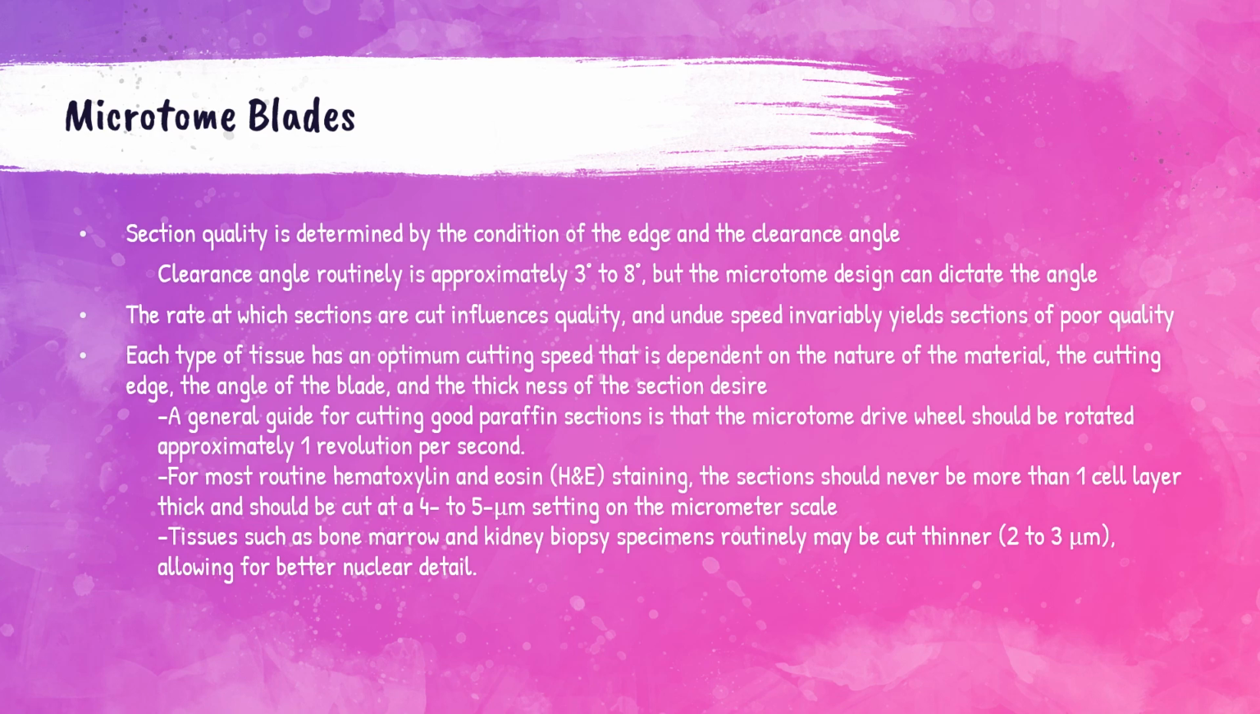complete revolution per second. For the majority of routine work, the section should not be more than 1 cell layer thick and should be set to cut at 4 to 5 microns on the micrometer scale. You can tell if you have correct thickness by viewing the section on the microscope. If a section is 4 to 5 microns in thickness, all nuclei in the sample will be in the same plane of focus under the scope.